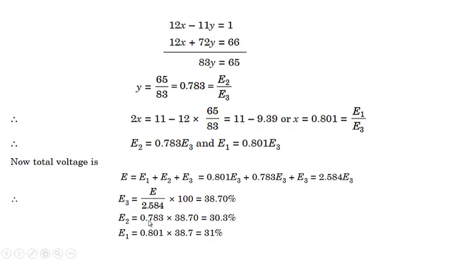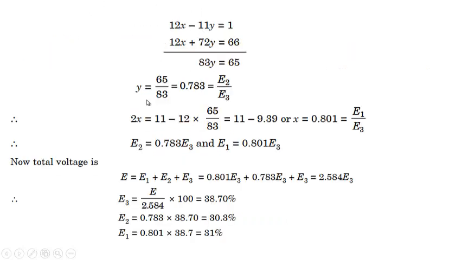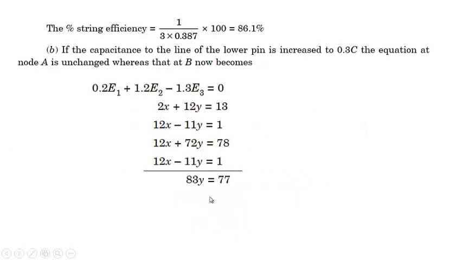So E2 is equal to 0.783 into E3, but E3 is equal to this value 0.387. So when you multiply this, it comes out to 30.3%. Similarly, E1 will be equal to 31%. So the string efficiency will be equal to 1 divided by 3 times the voltage across E3. That is E3 is 0.387, into 100, that's 86.1%.